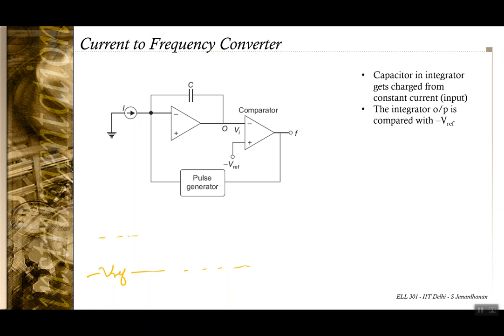So this goes from 0. Depending upon the magnitude of the current, the slope of this ramp signal depends upon the magnitude of the current that is being supplied. Once V reference is reached, this resets, and that causes a pulse.